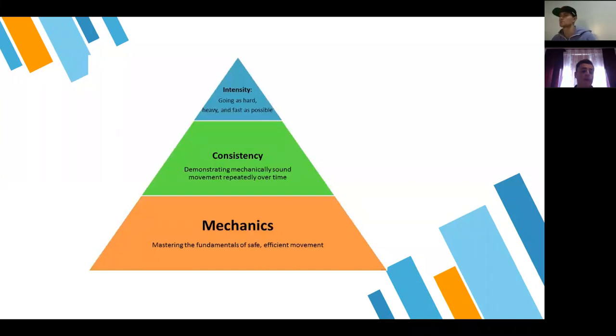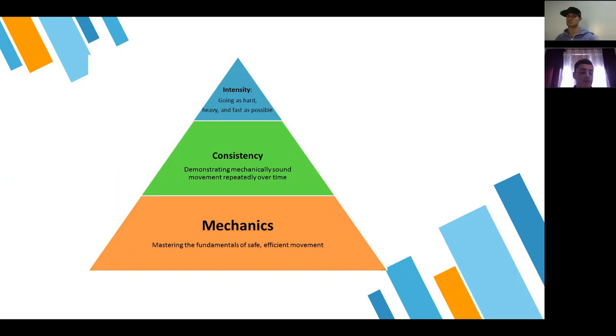So before adding weight or speed to movements, you need to have a secure base. The mechanics of the movement need to be drilled no matter the level. Even people at the high end of strength and conditioning should always be dialing in their form and movement patterns. And once this has been mastered, at least relative to that particular athlete or student, the next aspect is consistency. Being able to show the movement repeatedly but maintaining the movement patterns shown earlier, particularly if they're tired, maybe part of the way through a workout.